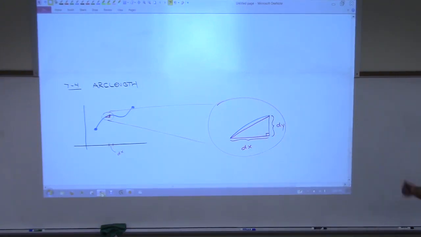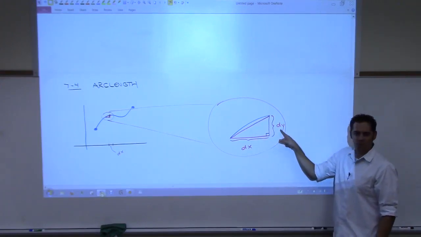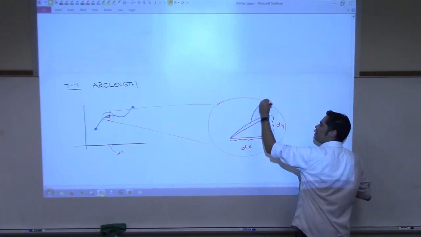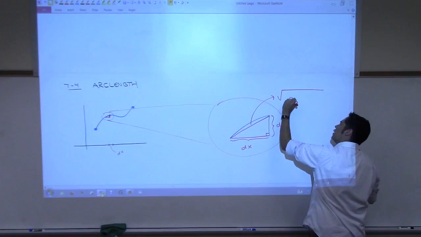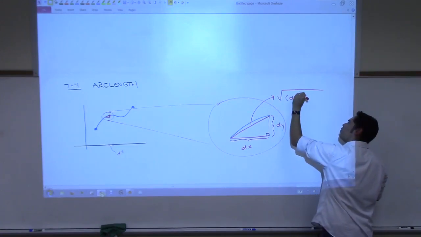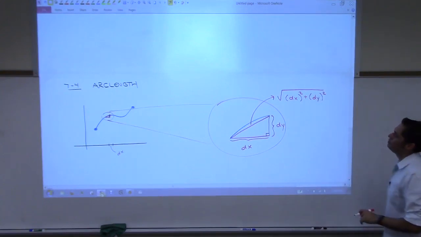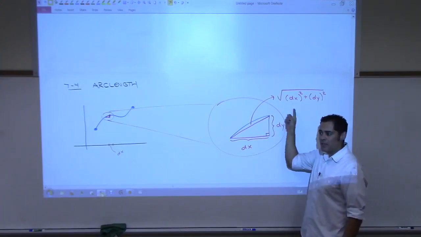And if I know two sides, then I can automatically get the third. This squared plus this squared must be this squared, right? Or this is the square root of dx squared plus dy squared. That's the length of that, isn't it? And I just need to add these up.